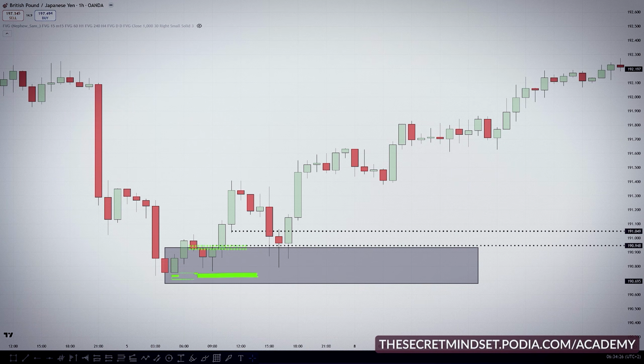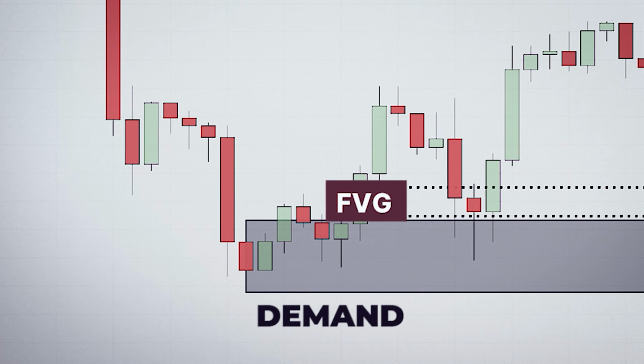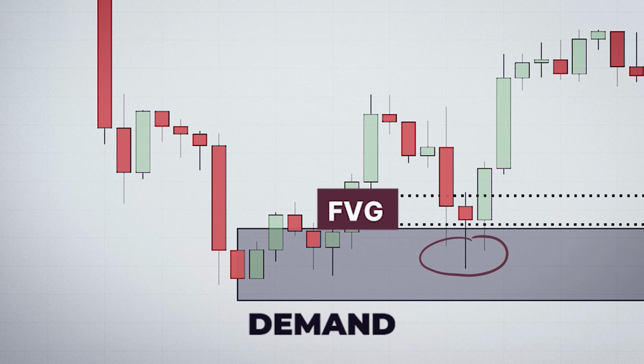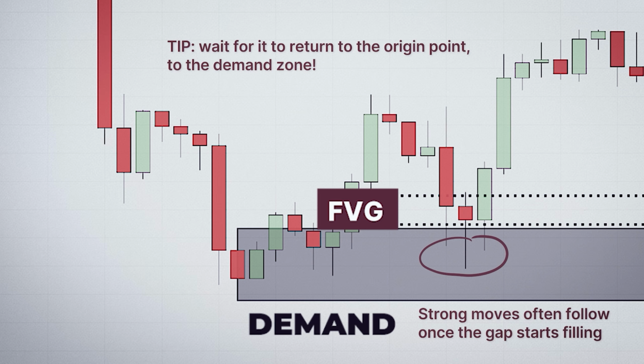Another signal. You see here a clean fair value gap, where candle shadows don't overlap. The bigger the gap, the stronger the signal. As this gap forms near this demand zone, you've found a sweet spot. Then you wait for price to return to the gap area. Watch how it reacts. Strong moves often follow once the gap starts filling. In combination with a supply or demand zone, I don't mind if price completely fills the gap and even moves past it. I always wait for it to return to the origin point, to the demand zone.